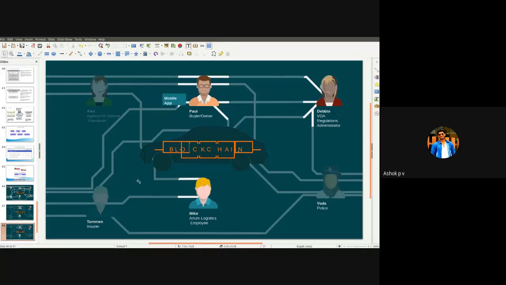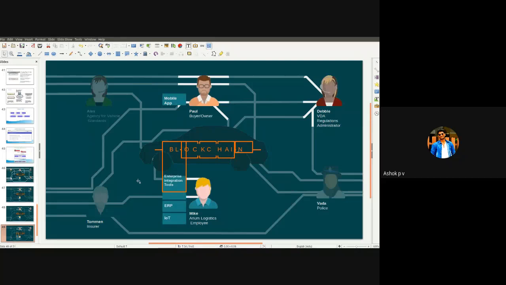So the customer uses a mobile app for ordering a car, and then using enterprise integration tools, he uses an ERP tool and just orders the car that he wants in this kind of format. And now Debbie gets to know about the business rules and what applications they have.